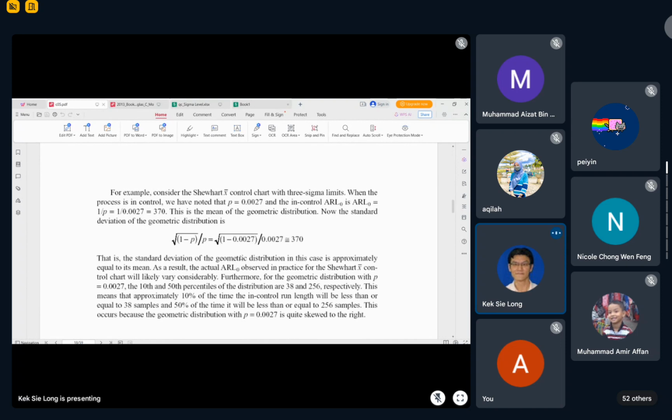So what is the mean? The mean of the geometric distribution. How to calculate the mean of the geometric distribution? 1 over p, isn't it? So the mean and the standard deviation are the same.